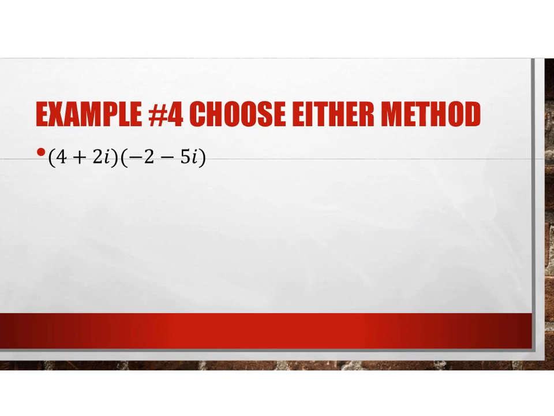Example 4, choose either method to solve. Try this one on your own, pause the video, and check your answer when you're done. I'm going to use the distributive method. Start off with 4 times negative 2, negative 8. 4 times negative 5i, negative 20i. Distributing the 2i, 2i times negative 2, negative 4i, and 2i times negative 5i, negative 10i squared.